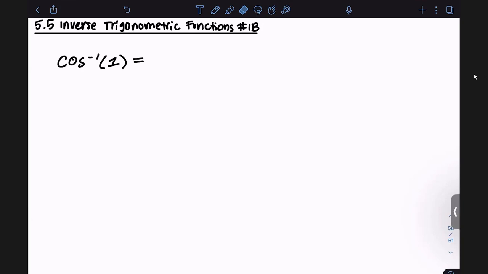The objective here is to find the exact value of arc cosine of 1. In other words, find the inverse cosine of 1. Now, another way that you can write this is cosine of what value is equal to 1.